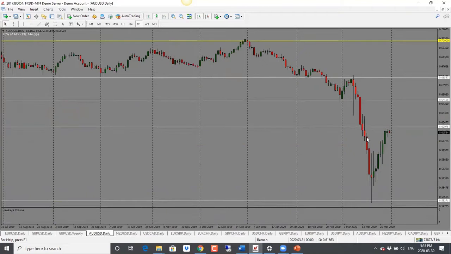Aussie dollar here, this one as well has held below our resistance level of 0.6200.